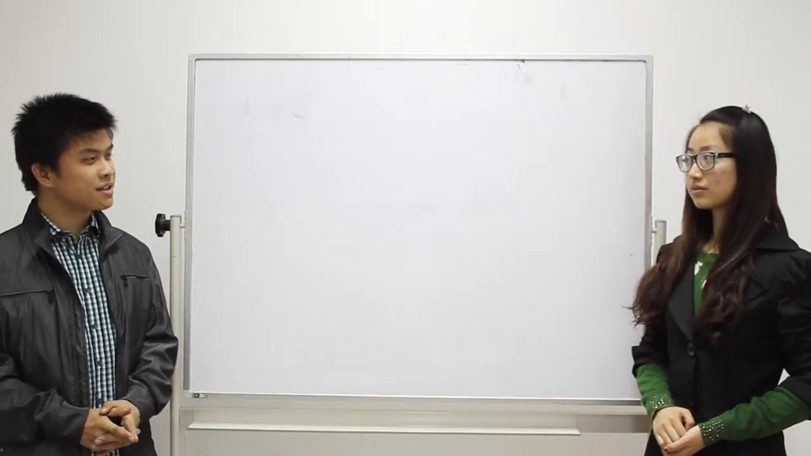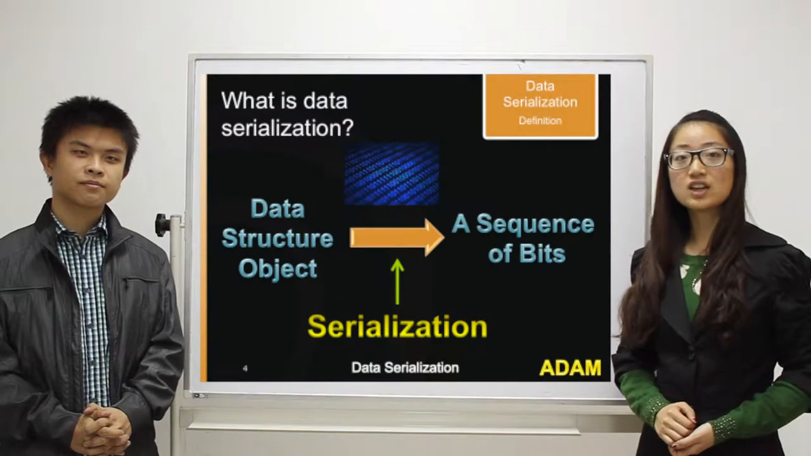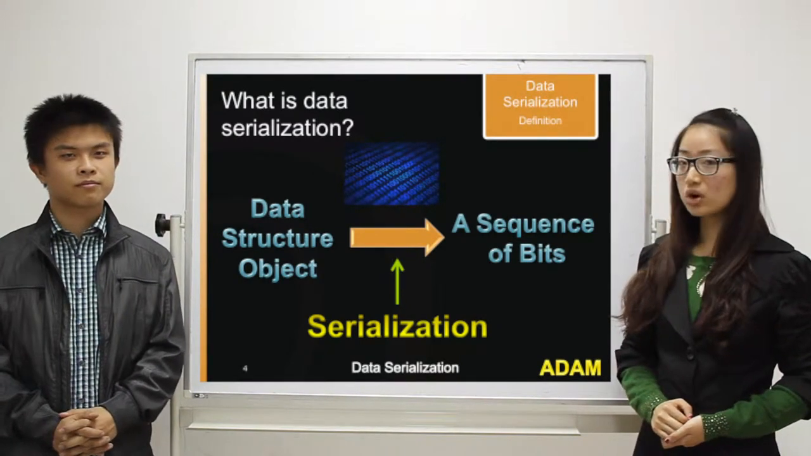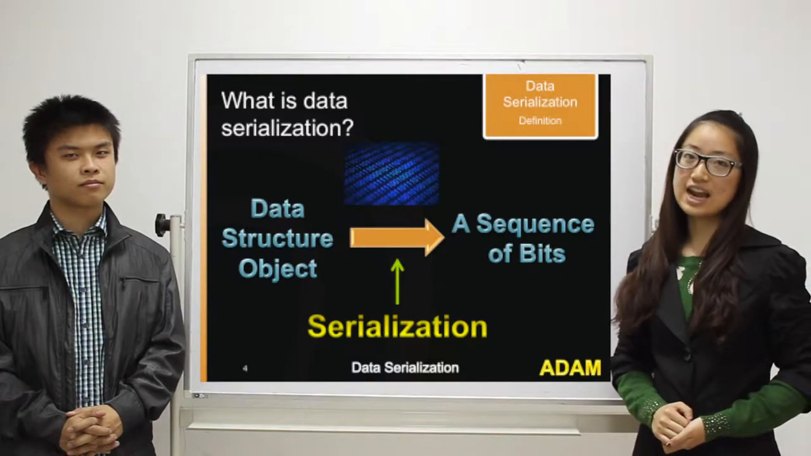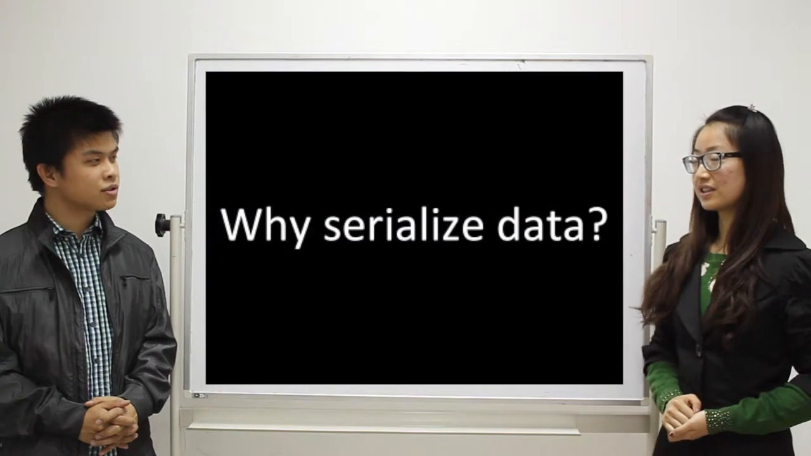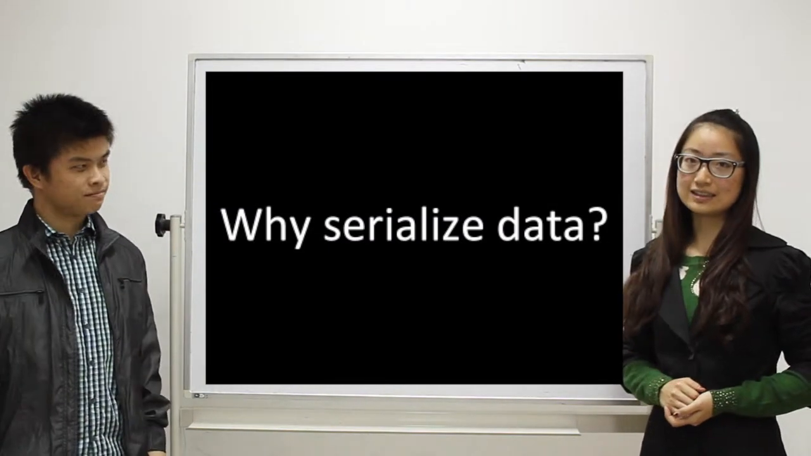Okay, Yiju, what is data serialization? It is a process that converts a data structure or object into a form that can be stored and transported, like an XML document. But why is data serialization so important? Well, let's look at some real-life case studies.